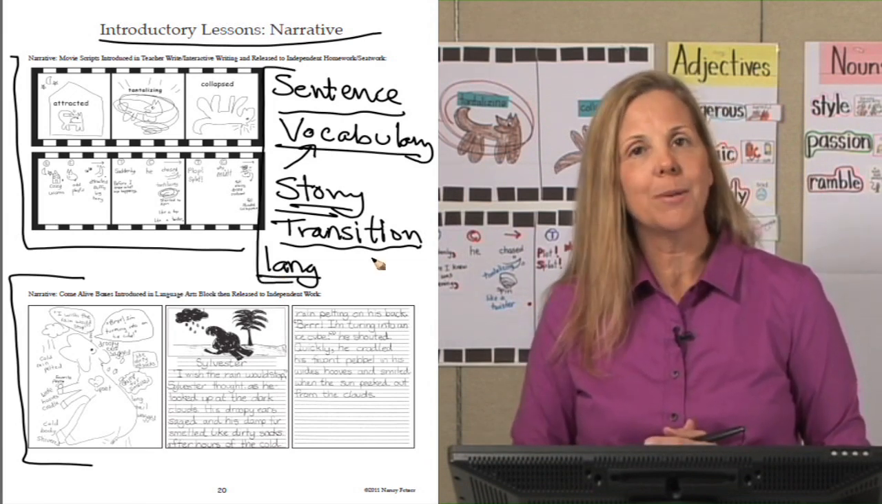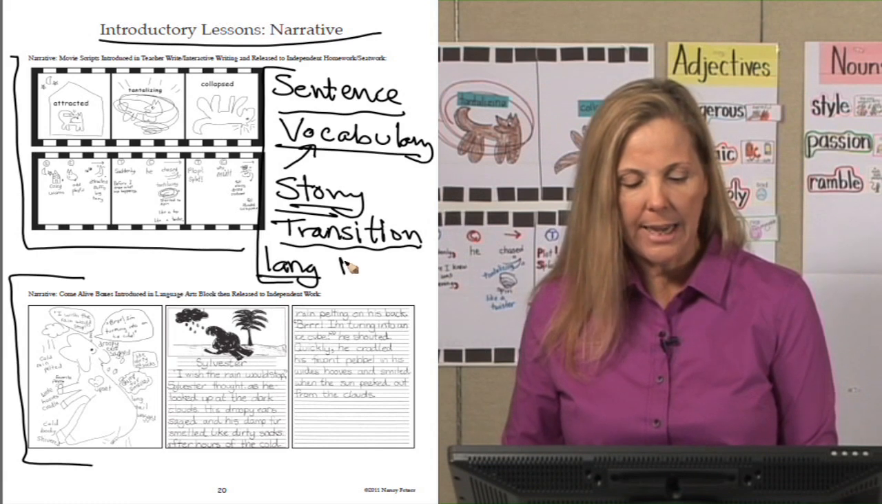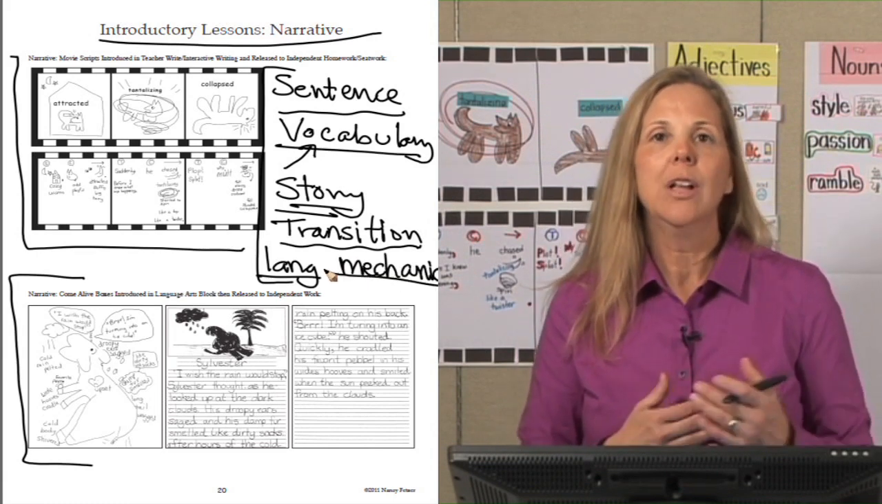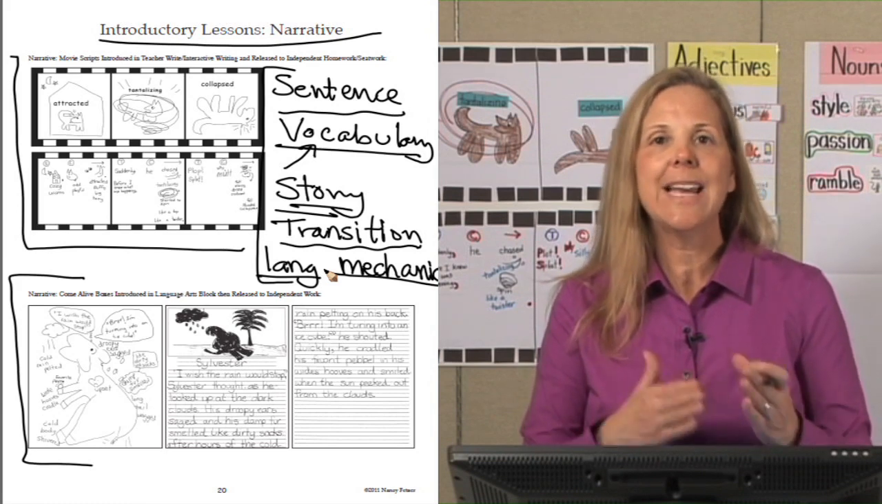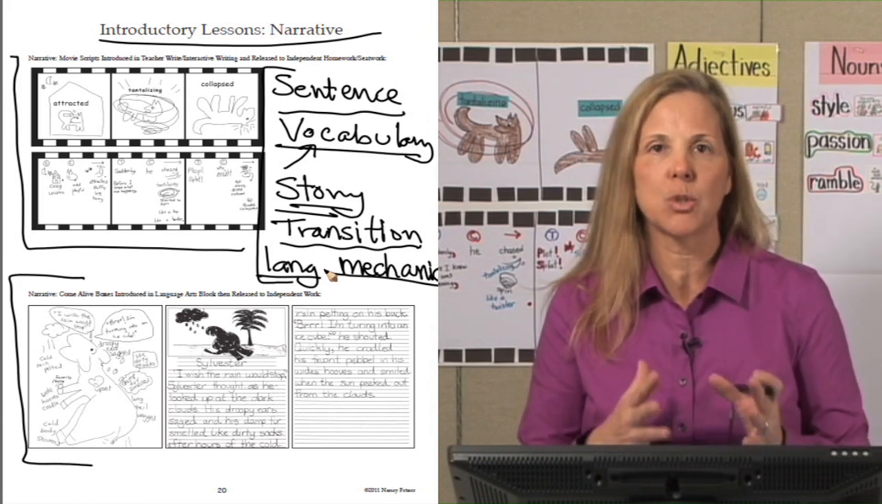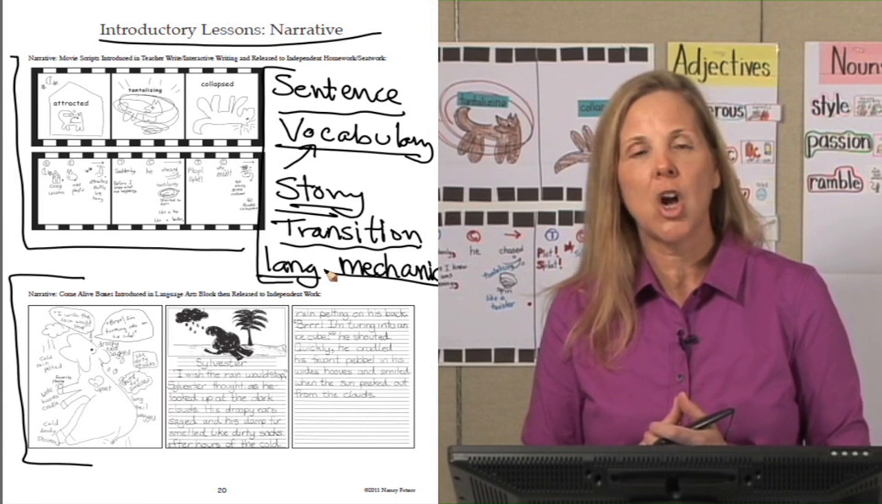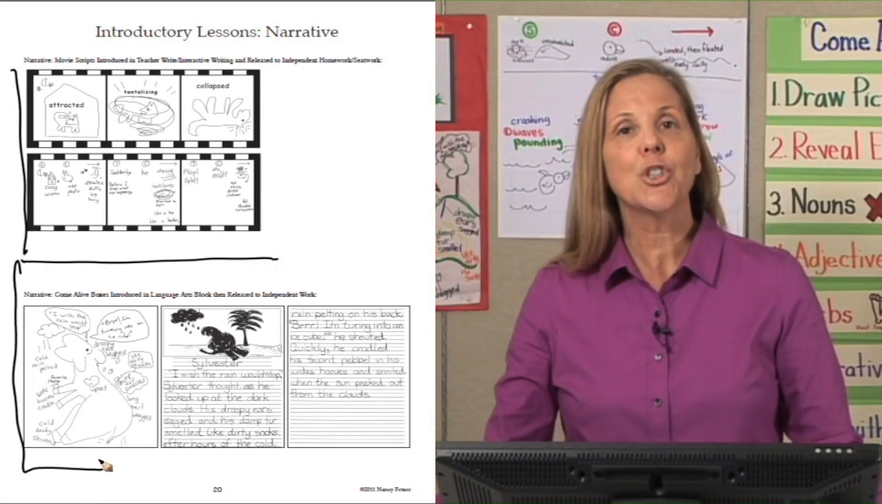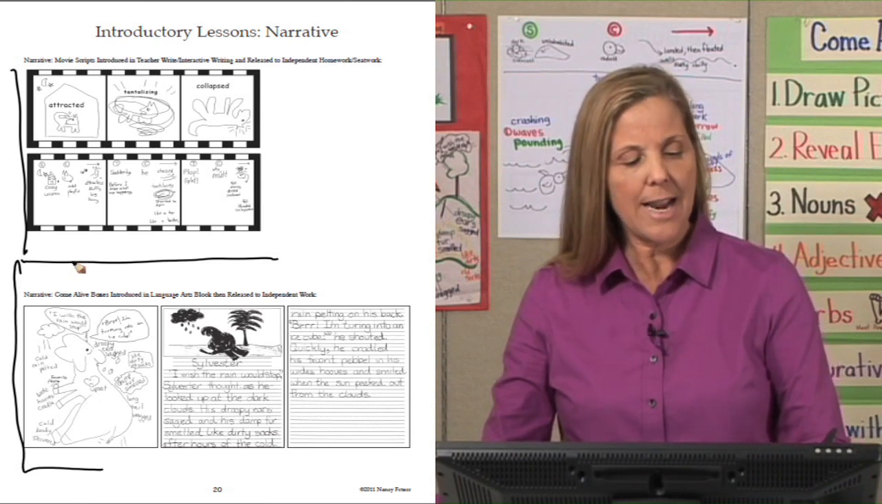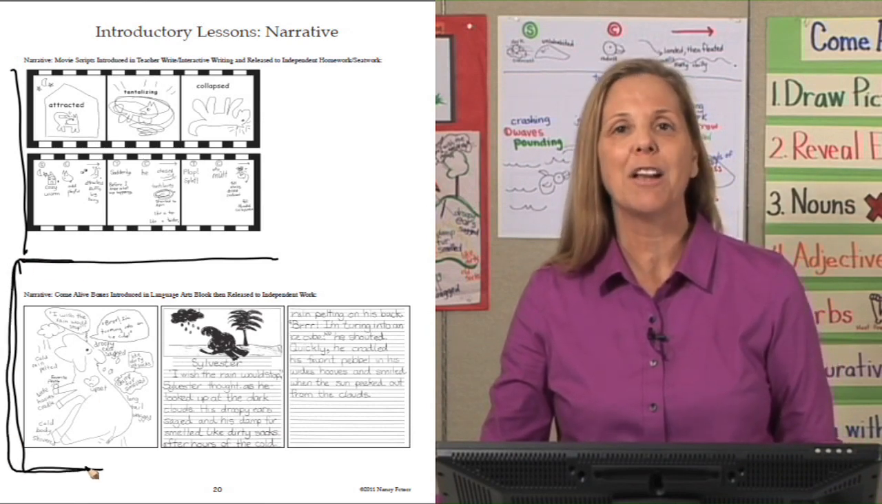Finally, the last element of this activity is mechanics. It is critical that you plan the mechanics on this organizer, because then when they go to write, it makes more sense where those capitals, commas, and different types of punctuation need to be in their writing. After showing the movie script, the next introductory lesson is the Come Alive box.